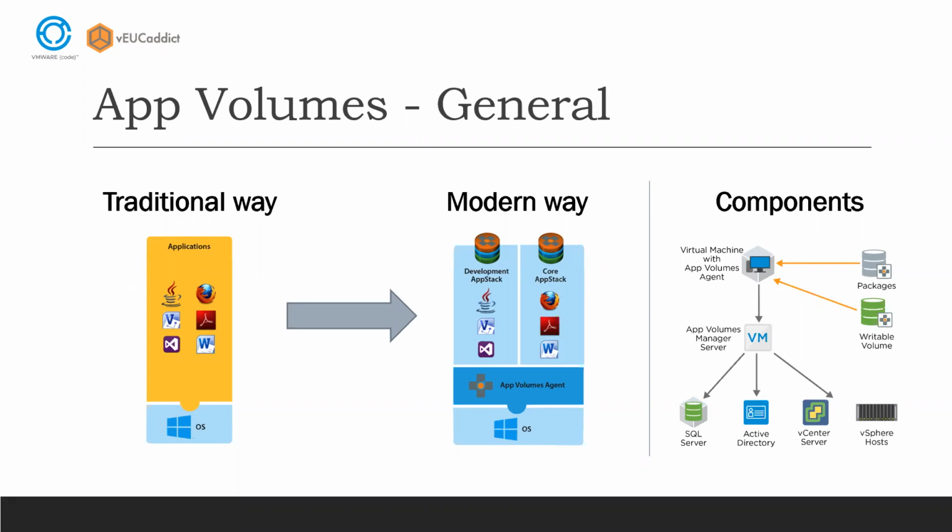Recently, it has also been possible to offer app stacks in public cloud solutions such as VMware Horizon servers on Microsoft Azure and VMware Cloud on AWS. On the right side of the slide, you see the components of App Volumes. Components which I used for my automations are the VM with the App Volumes agent, packages, the App Volumes Manager server, and the vCenter server.